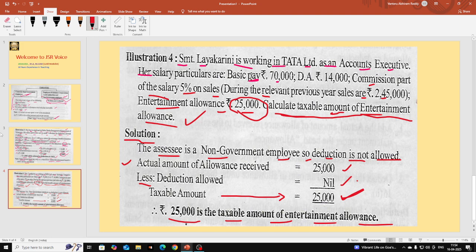Hope this is clear for everyone. I think everyone understood this and has an idea of the calculation of entertainment allowance clearly. Hope this is clear for everyone.